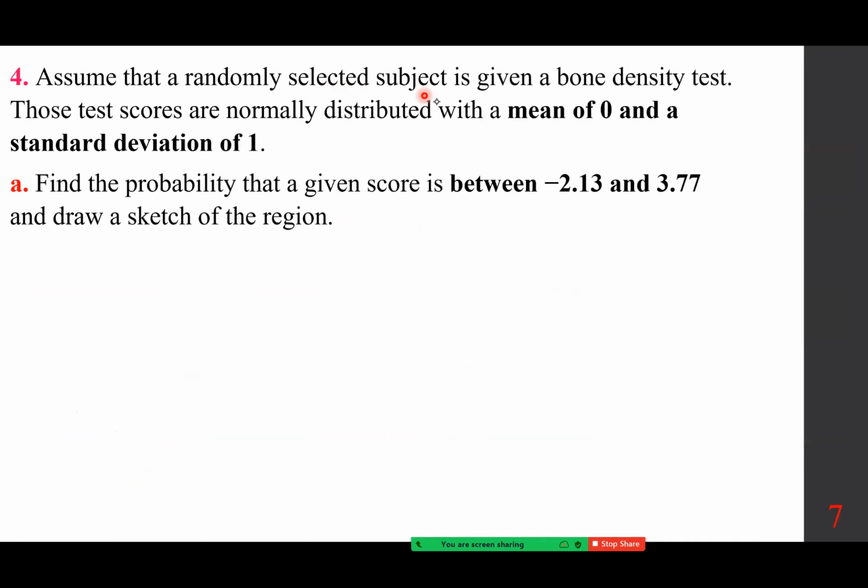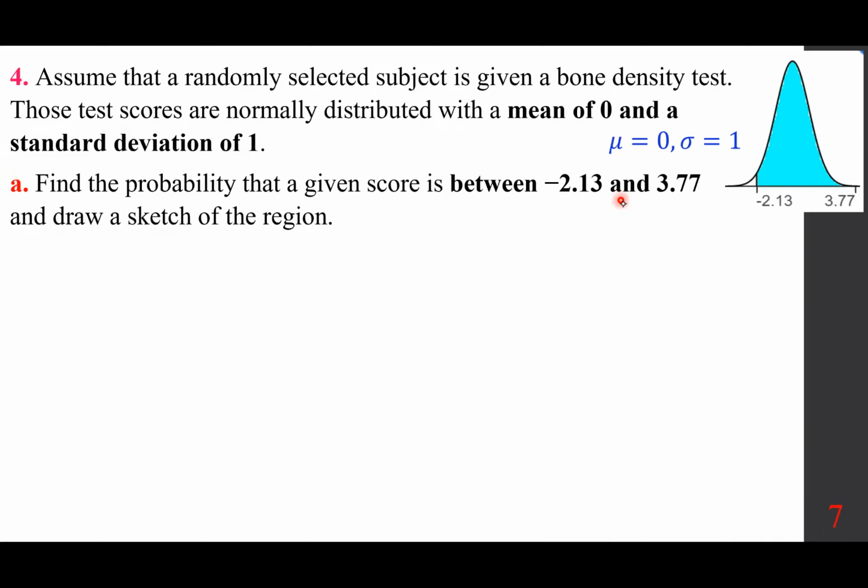Assume that a randomly selected subject is given a bone density test. Those test scores are normally distributed with a mean of 0 and a standard deviation of 1. Immediately, mu is 0 and sigma is 1. We want to find the probability that a given score is between these two numbers. First, mu is 0, sigma is 1. Second, here's the graph. And again, it's a rough sketch, doesn't have to be perfect. And we want the probability that the z-score is between negative 2.13 and positive 3.77.